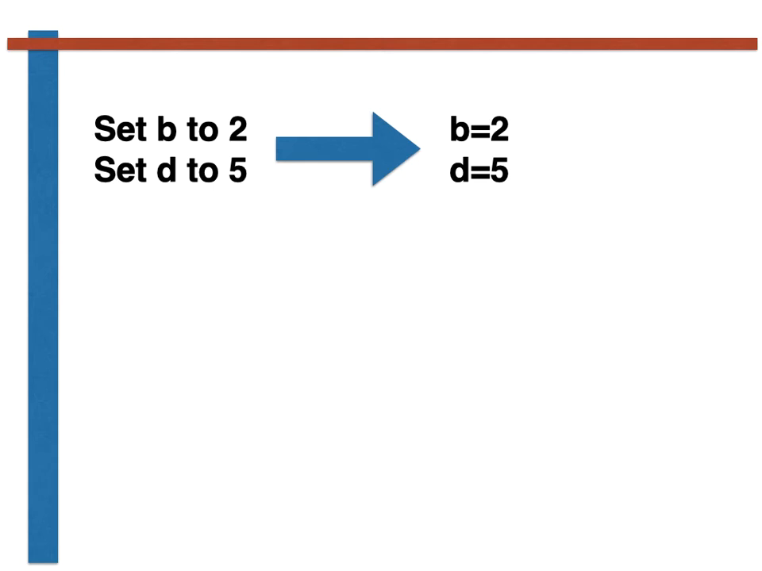As you can see, within Python, the equal sign is used to set the state of a variable. So the command b equals 2 tells the computer to set the state of the variable called b equal to 2, while the command d equals 5 tells the computer to set the state of the variable called d equal to 5.